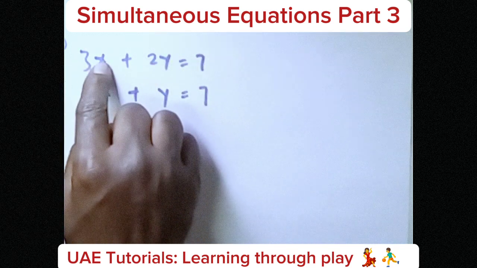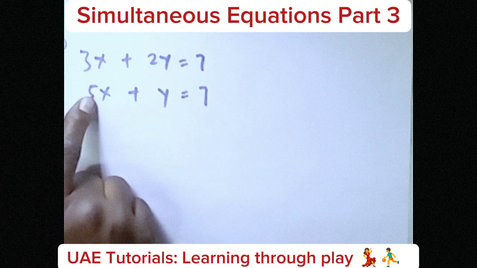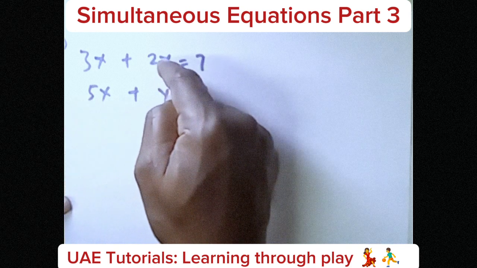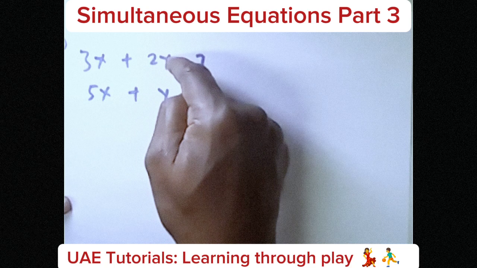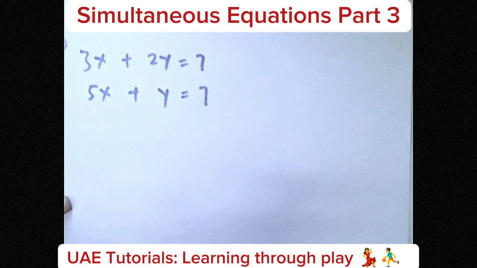If you take x, it has 3 as a coefficient in the first equation and has 5 as a coefficient in the second equation. If you take y, it has 2 as a coefficient in the first equation and 1 as a coefficient in the second equation. So that makes this a little bit tricky, but just watch, it is also very easy.